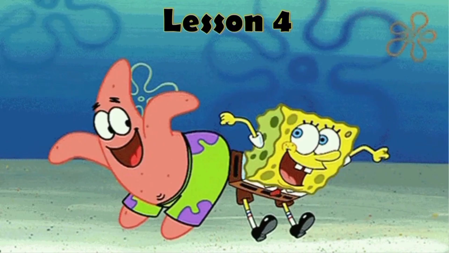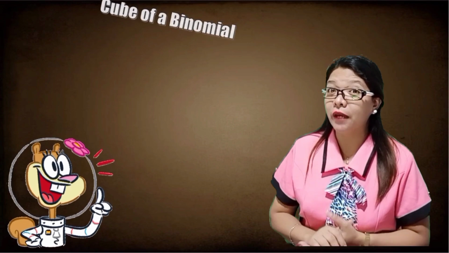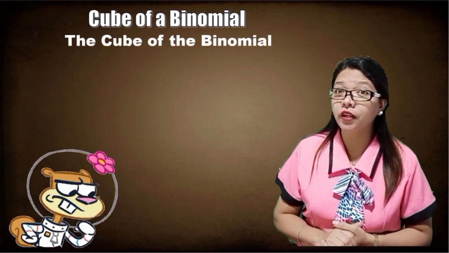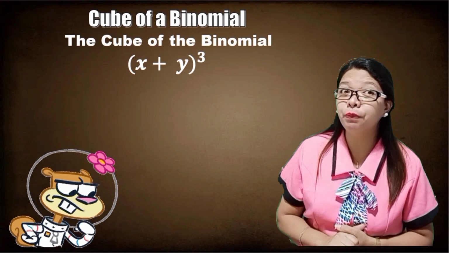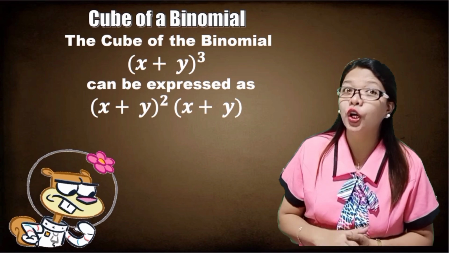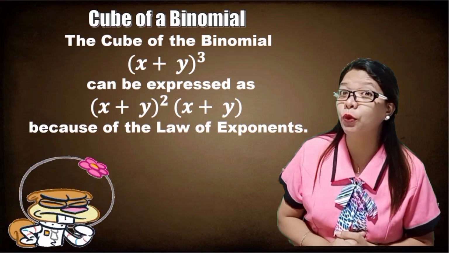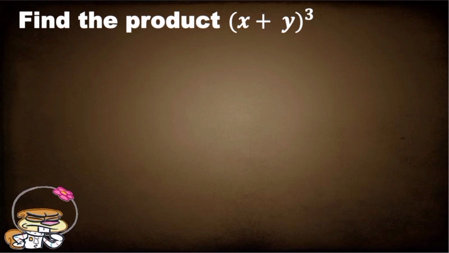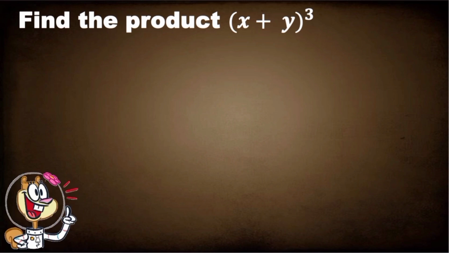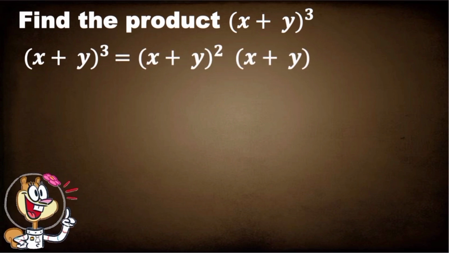Lesson number 4. Cube of a binomial. The cube of a binomial, x plus y raised to the third power, can be expressed as x plus y raised to the second power multiplied by x plus y. And that is because of the law of exponents. Now let's find the product of x plus y raised to the third power. First, here is our given. Using the laws of exponents, separate x plus y squared and x plus y.